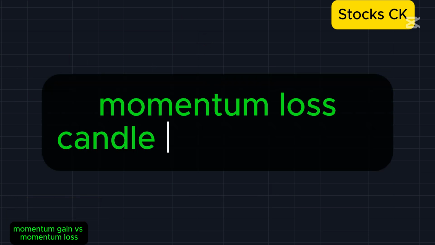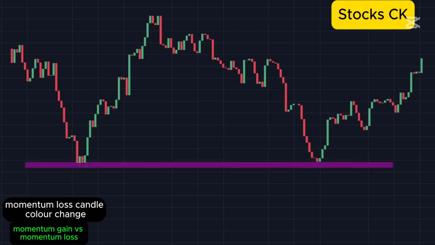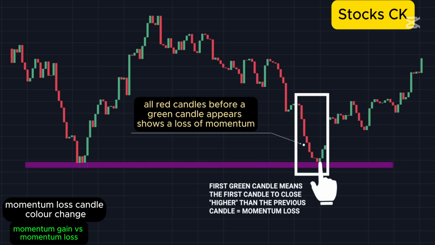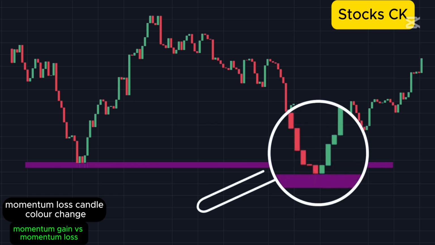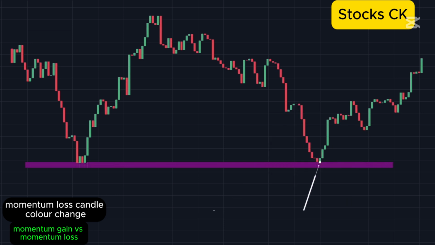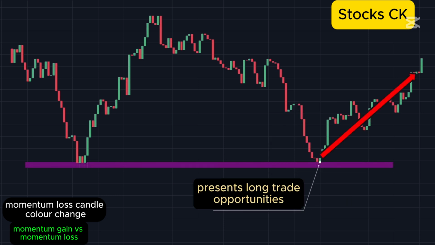So the last momentum loss type is a candle color change. You have your key level here as price approaches the level. All red candles before a green candle appears, which means this is the first candle that closed higher than the previous candle, showing a loss of bearish momentum and sellers losing steam. This presents long trade opportunities. Now moving on.